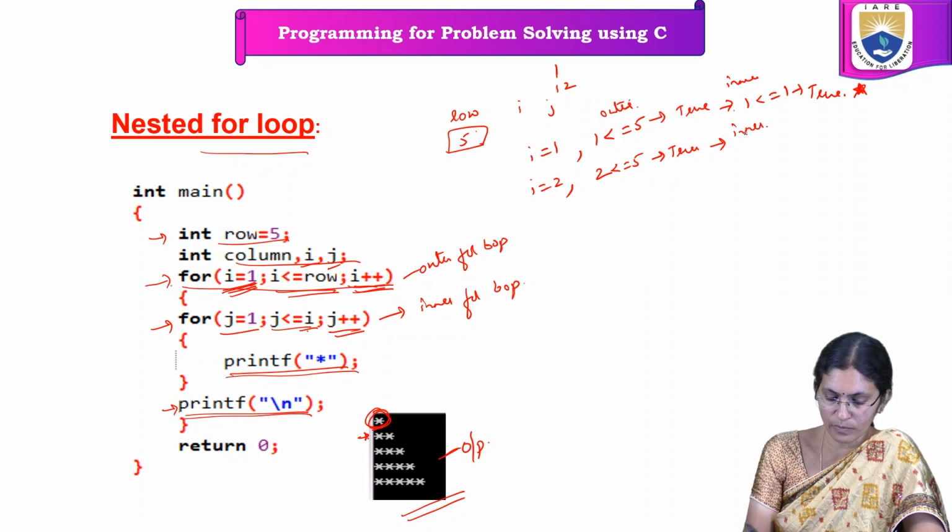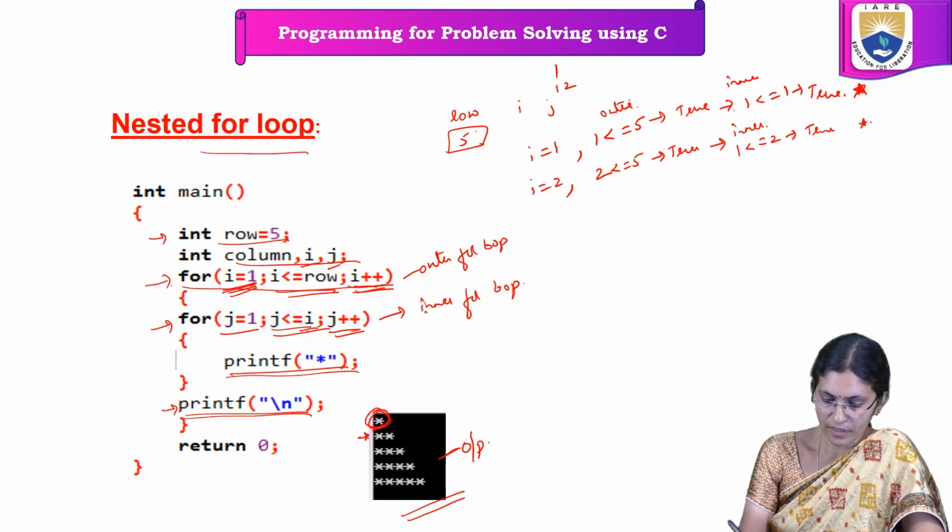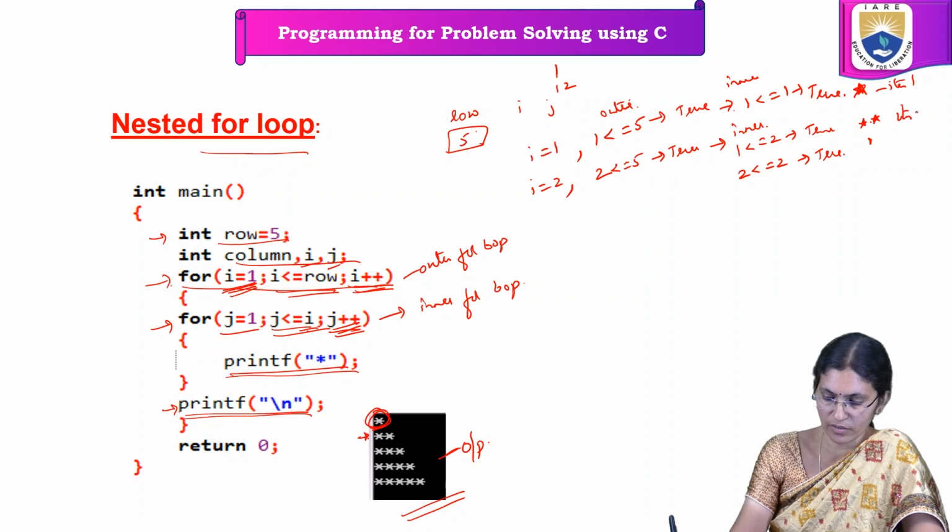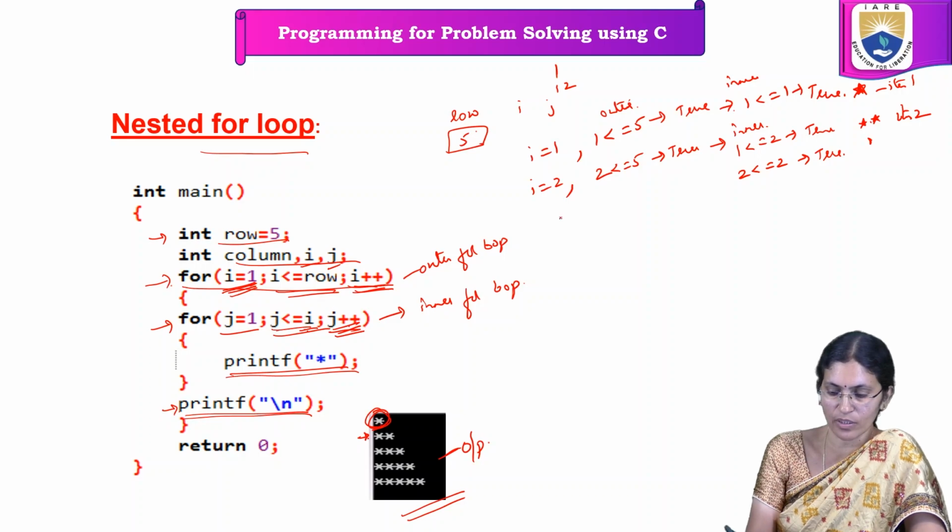So the inner for loop condition will be checked. j equal to 1 is less than or equal to 2, so this is true and one asterisk will be printed. Then j is incremented by 1. Now 2 is less than or equal to 2 is tested. It also becomes true, so one more asterisk symbol will be printed. So this is iteration 1, this is iteration 2. After that, when j is incremented to 3, 3 less than or equal to 2, since i is equal to 2, evaluates to false.